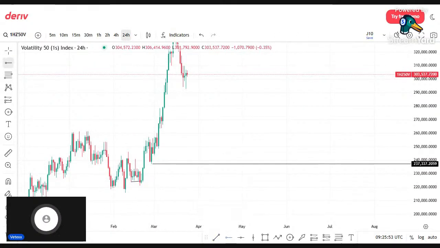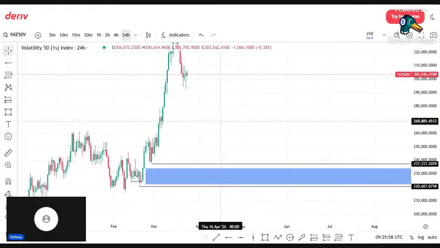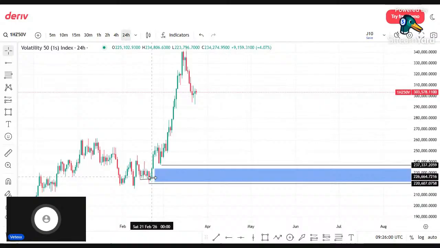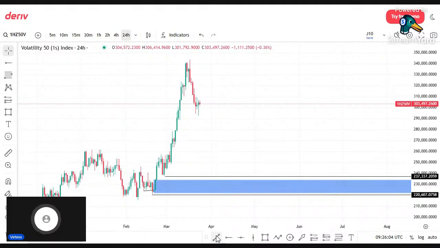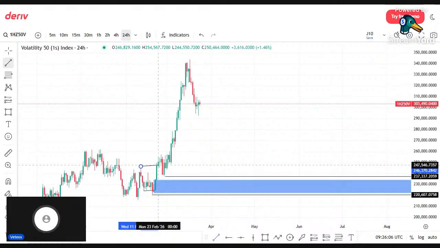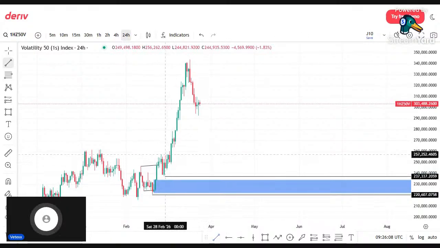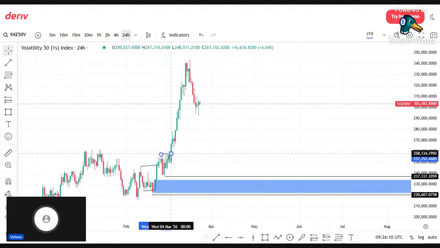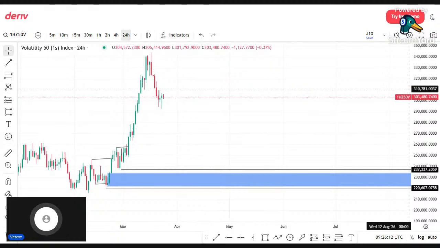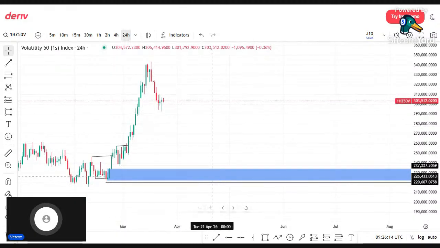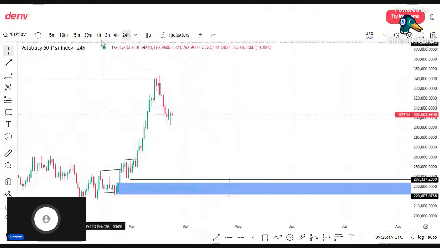So we have this, and then we have this structural liquidity, and this is our point of interest on V51 index. So this is what we have, and this is our first break of structure, and this is our second break of structure right here. Now for this 24-hour time frame, we'll be anticipating price to come here, give us a continuation setup on the 1 hour time frame, and then we'll buy.